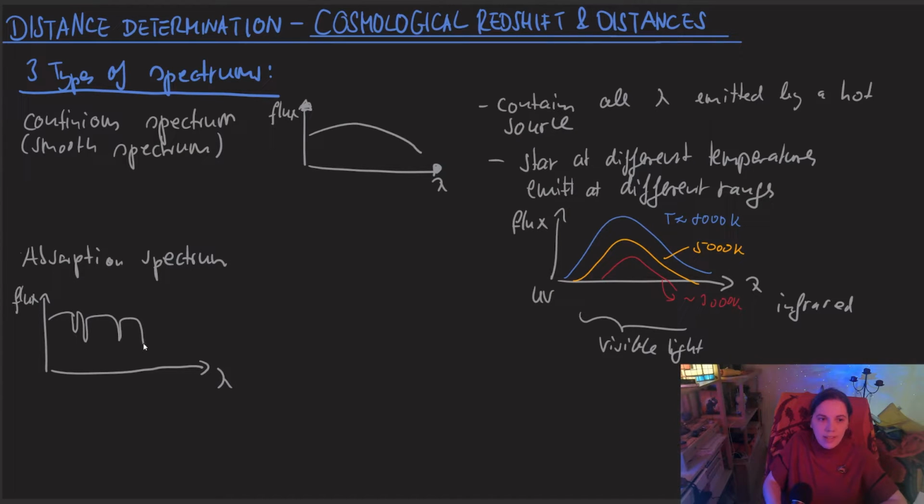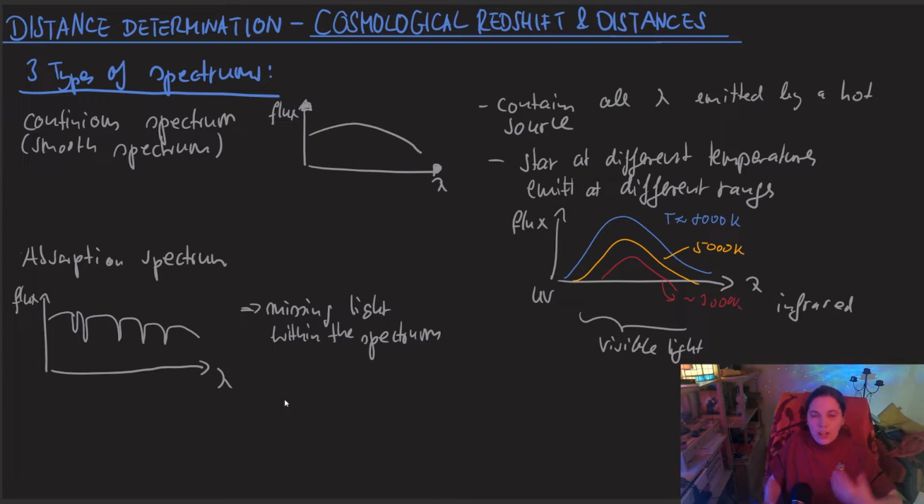So you see, there's light missing. There's light missing in the continuum. So absorption lines, they're getting absorbed. Missing light within the spectrum. Why is that? Because the starlight passes. So we have the star here.